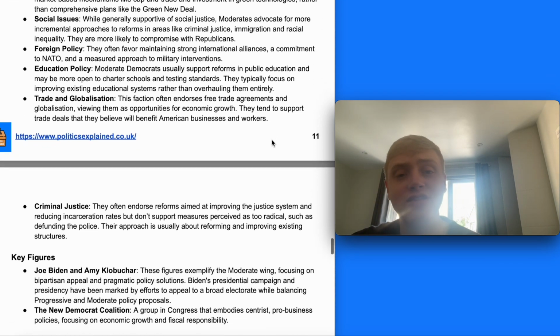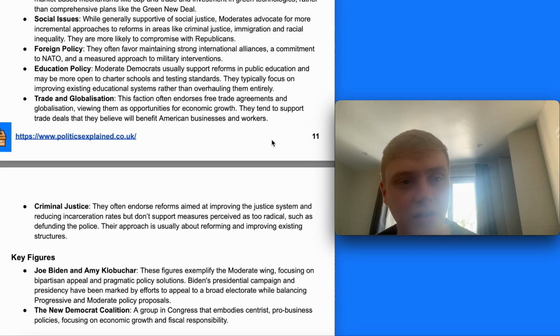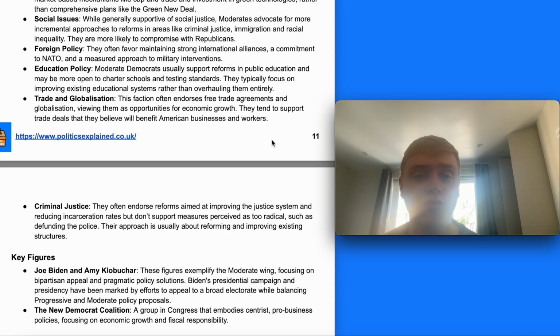Support maintaining strong international alliances in foreign policy, and increasingly, especially under Biden, also supporting protectionist approaches in relation to China. And in education policy, they support reforms to public education that may be more open to charter schools and testing standards across the US, focusing on improving existing educational systems rather than overhauling them.